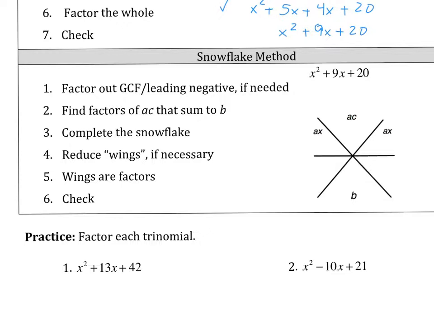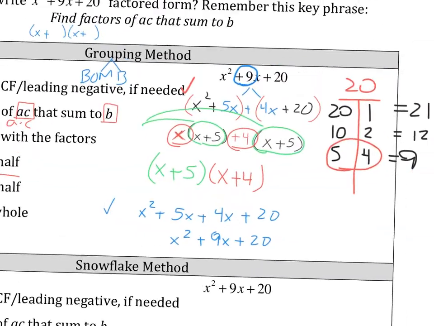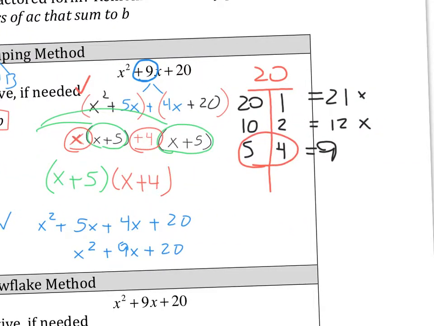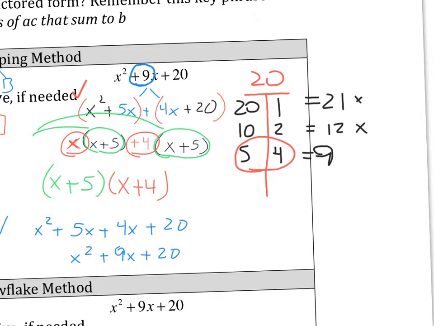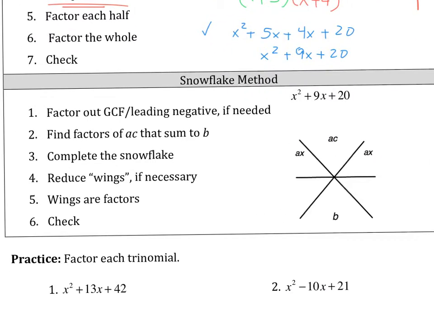So I love this method. It's called the Snowflake Method because essentially what you do is you make an x and then you put one additional horizontal line through it. So notice it now gives me 6 places to fill in. So here's what we're going to do. We're still going to do what we did up here where we found the factors of a times c. That is, in this case, 1 times 20. And we kept looking until we found the factors that added to 9. So we're going to find the factors of AC that sum to B.